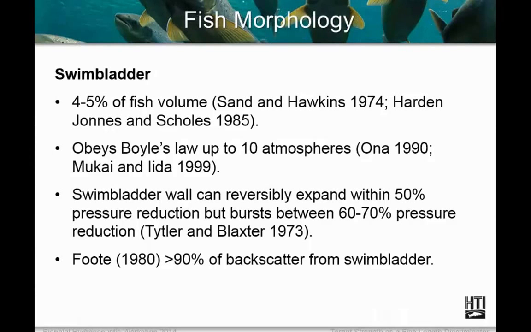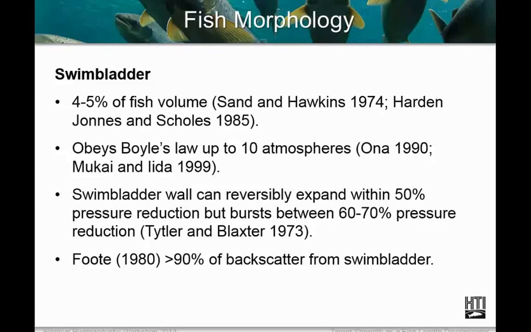Seems like most scientific things, you start to look deeper, and you can find all kinds of reasons why things would vary. But overall, from just a straight volume, the swim bladder is only 4 to 5% of the fish volume typically, but it is air filled, and we're looking at that 800-fold difference in density from water, and that's really what we're measuring with the acoustics.